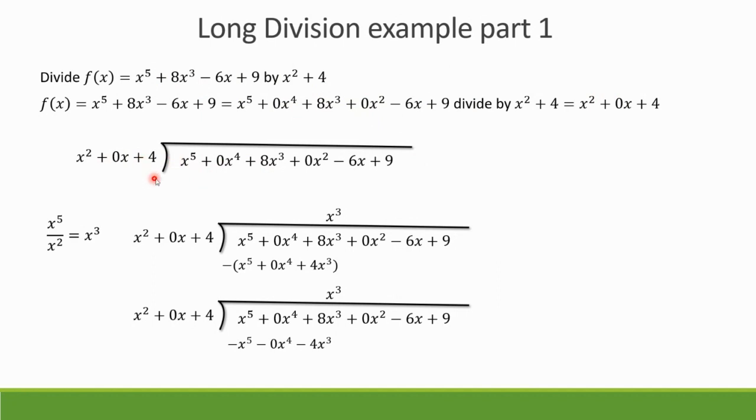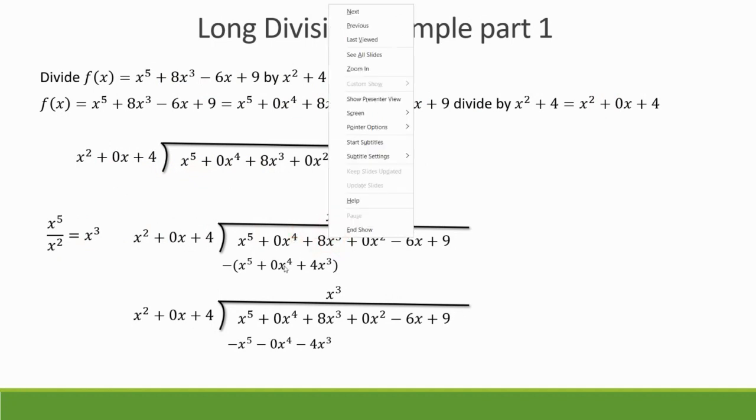And again, we divide leading coefficients. We have x to the 5th divided by x squared. Well, that we know is x cubed, right? And so we get x cubed. What we do next is we put this over its like term in the dividend. So we have 8x cubed here, that's its like term, so we put x cubed over it.